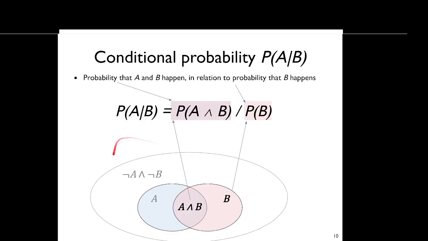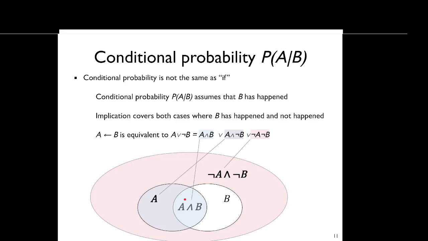So if we view this in these diagrams, then we have here the events A, the events B, and the intersection, so A and B both happening in relation to B happening. Now, this must be distinguished from an "if," and in practice you should also say "conditional probability A given B" rather than "A if B," although in practice this is often done differently.